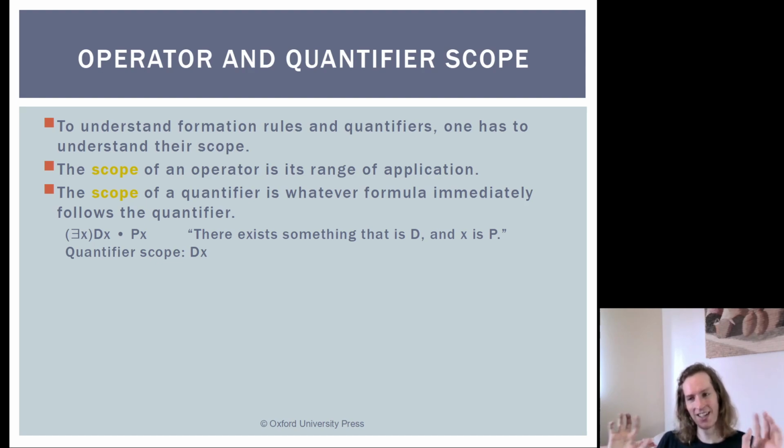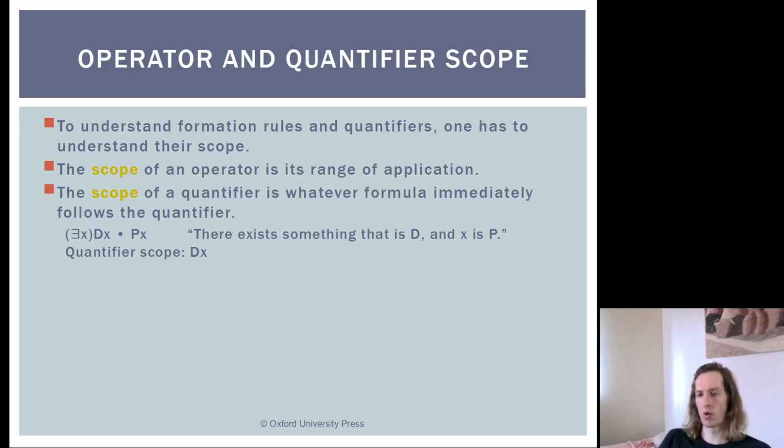Sorry, I messed this up. Let me redo this. This is how easy it is to make a mistake here. So the formula reads, there is one thing dx, that is itself one well-formed formula on its own, and we're going to say px, or x is p. So there exists something that is d, and x is p. The quantifier scope here is dx. The quantifier is only modifying dx. It is not modifying px.